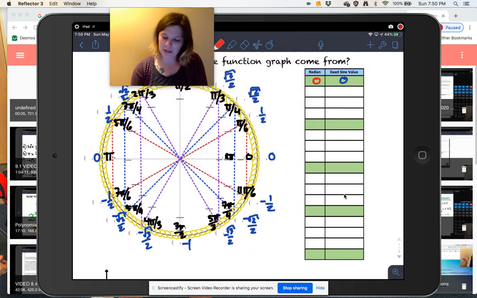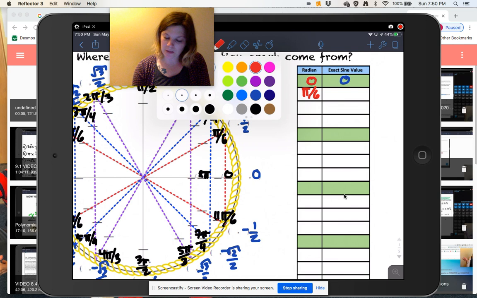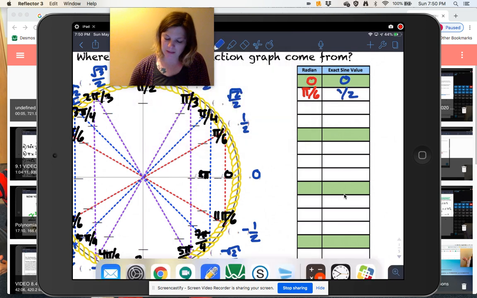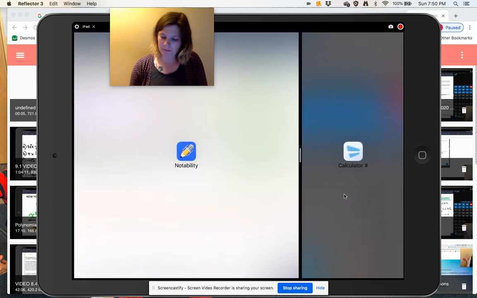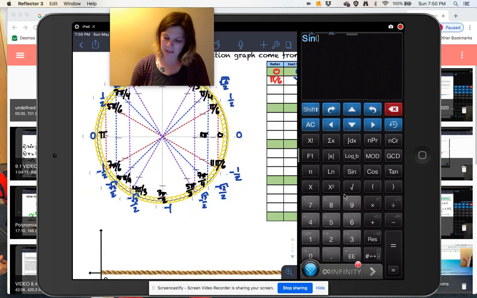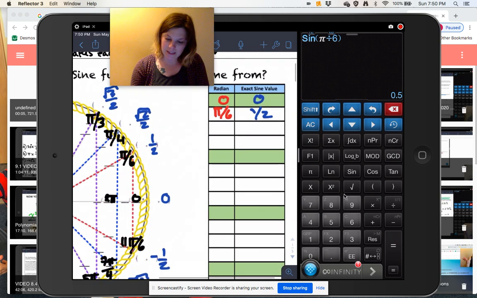The second radian that we're going to put in is pi/6. And that has an exact sine value of 1/2. Again, I'll do it one more time just to make sure we understand. I'm in radian mode, so I just have to go sine and then put in pi/6. And I get 0.5, which is the same as 1/2. So I know I'm on the right track. I got it correct.